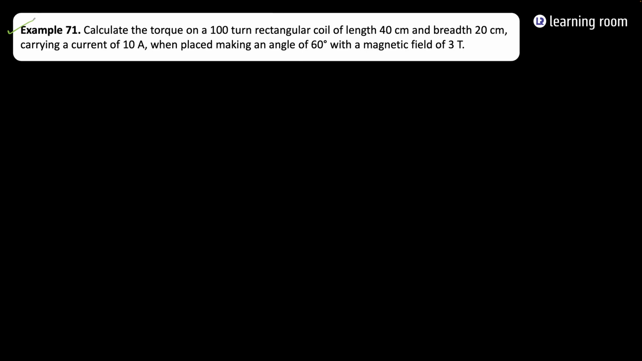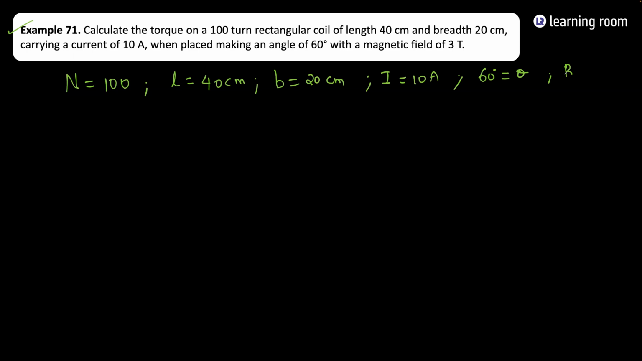So the question is, calculate the torque on a 100-turn rectangular coil. N is equal to 100. The coil has length 40 centimeter and breadth 20 centimeter, carrying a current of 10 ampere, when placed making an angle of 60 degree with the magnetic field of value 3 Tesla. This is where we need to be careful.